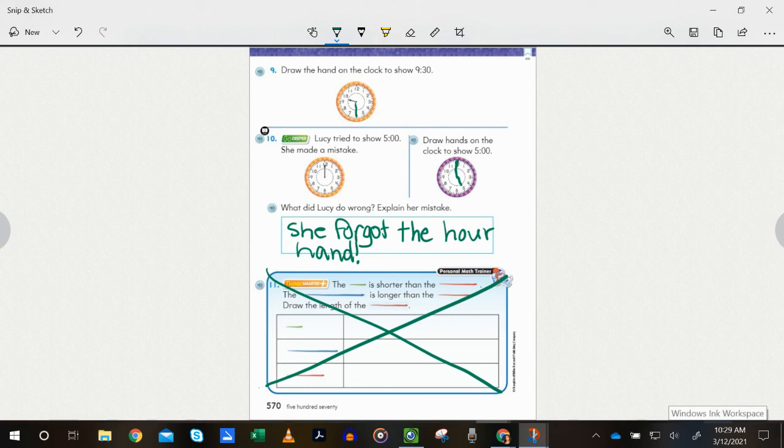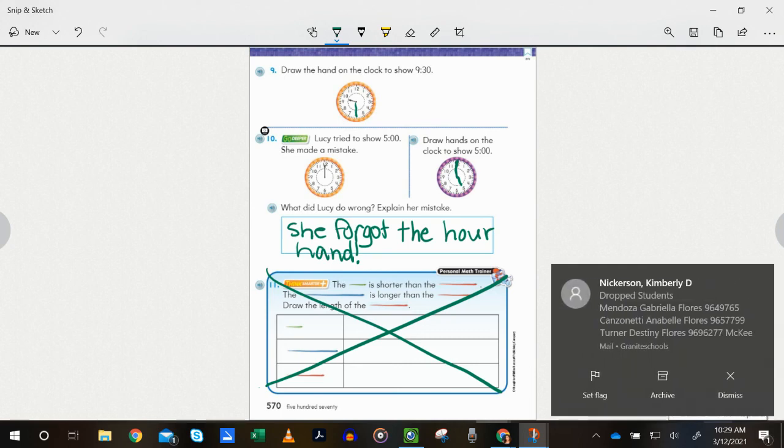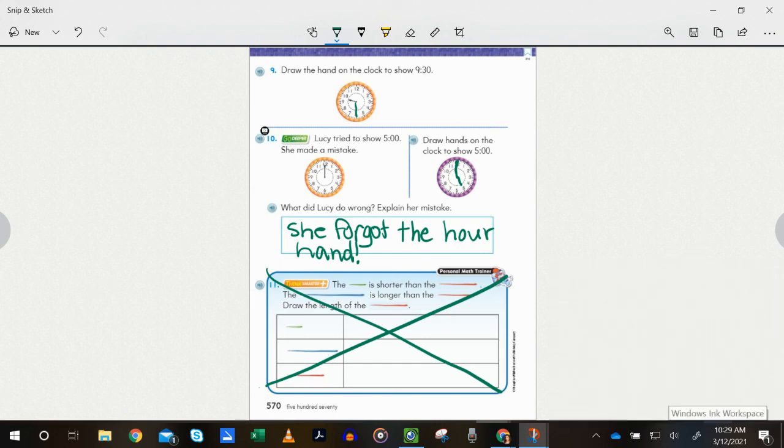You can show time with just an hour hand, but you can't show time with just a minute hand. So if you wrote something about needing the hour hand, or she forgot the hour hand, then you've earned the star on that one. Go ahead and double check your work there, mark with stars or stairs based on what you need. Fix your work as needed as well.